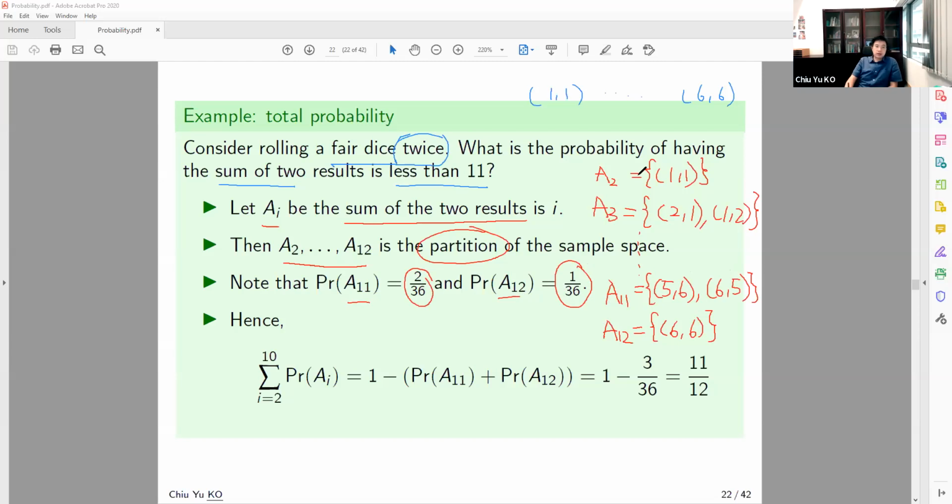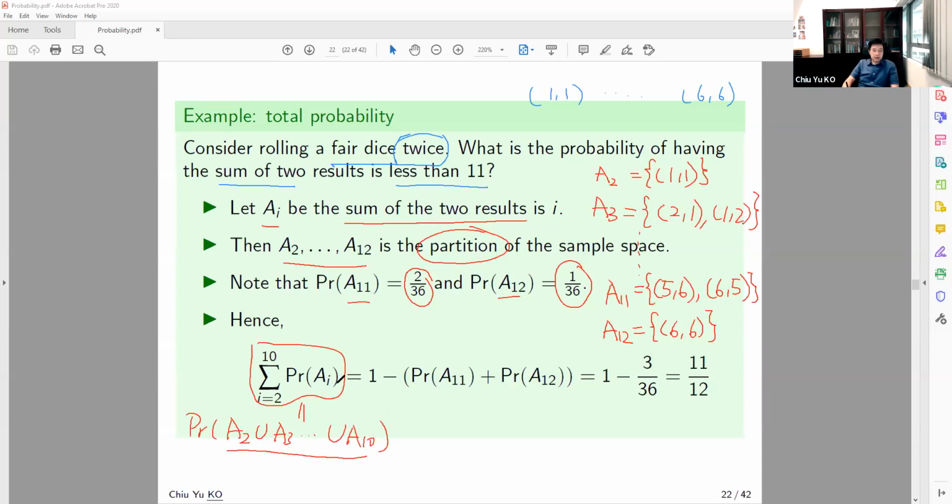So now go back to the original question: is the sum of the result less than 11? So basically it's asking what is the probability of A2 union A3 union up to A10, right? Because that is the case where the sum is less than 11. And they are mutually exclusive, right? So that's why you can write it in this way, as the sum of each outcome, okay?